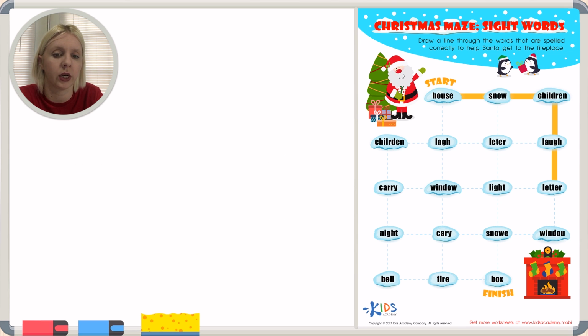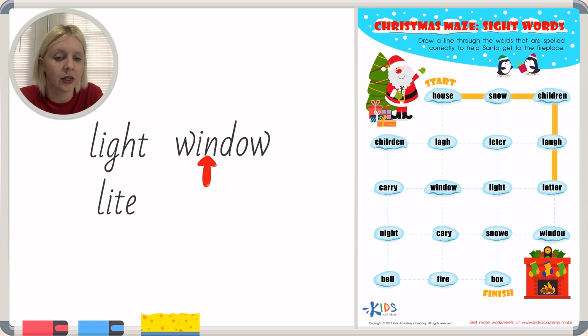Then we can go to light or window. Let's write these out in a couple of different ways. Light, L-I-G-H-T, or let's think about maybe how it would sound, L-I-T-E, okay? And then window, W-I-N-D-O-W, or maybe W-I-N-D-O-U, okay? So let's start with light first. Light. Let's look at both of these.